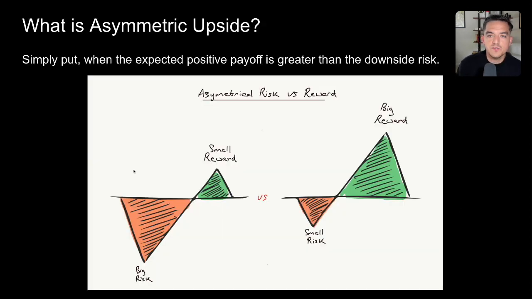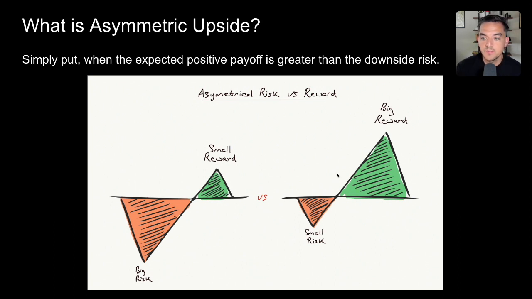So asymmetric payoffs, there's basically asymmetric upside and asymmetric downside. Today we're going to be focused mostly on asymmetric upside, but what is it? Simply put, it's when the expected positive payoff is greater than the downside risk. So here in this graphic, on the left side, you see there's a big risk, small reward. That would be asymmetric downside, because the downside here is much larger than the potential upside, versus a scenario where we have a small risk and a big reward. This is what we would refer to as asymmetric upside.